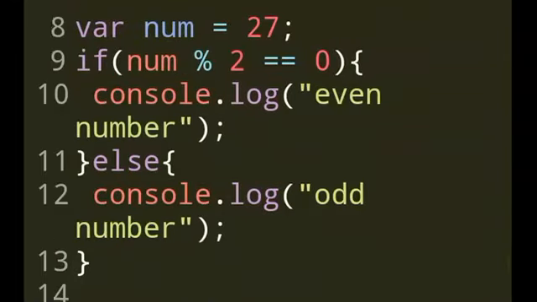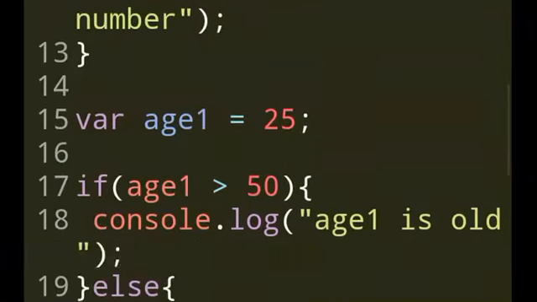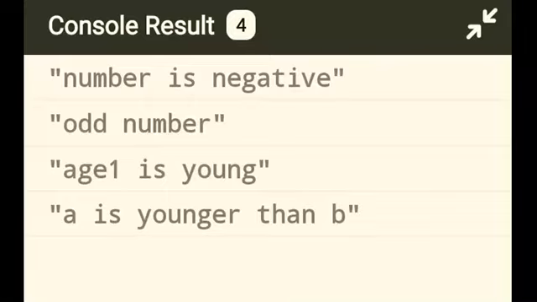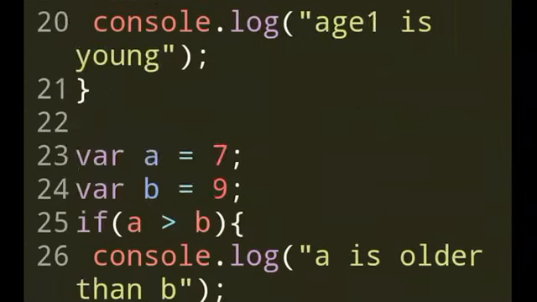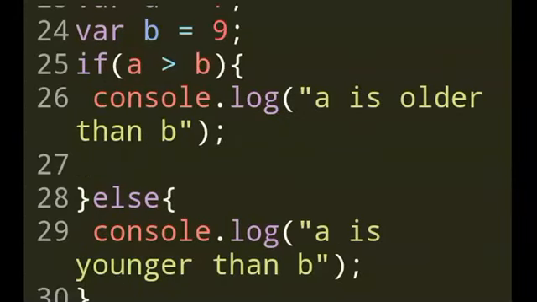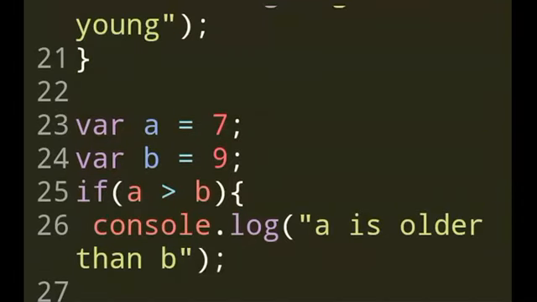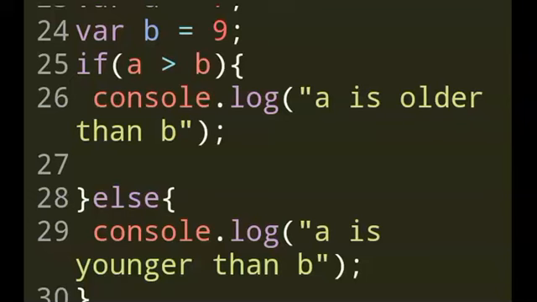Let's check it out. Did I make a mistake here? Oh, spelling mistake. Sorry about that. Okay. The result is A is younger than B, obviously, because A is given to be 7. 7 is less than 9. So we get the correct result. Yay, that's great. So this is how we can figure out the result with the if-else statement.